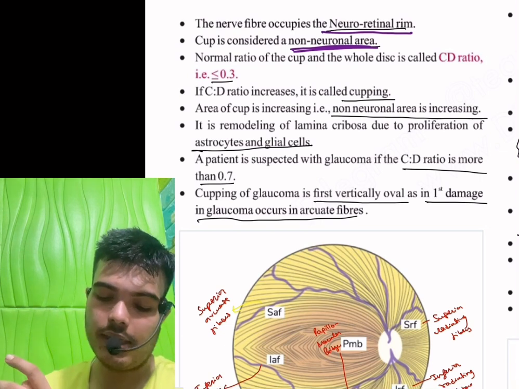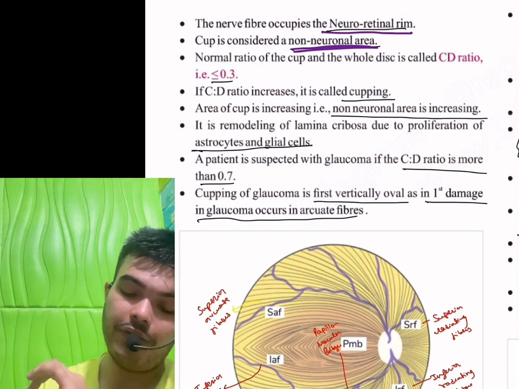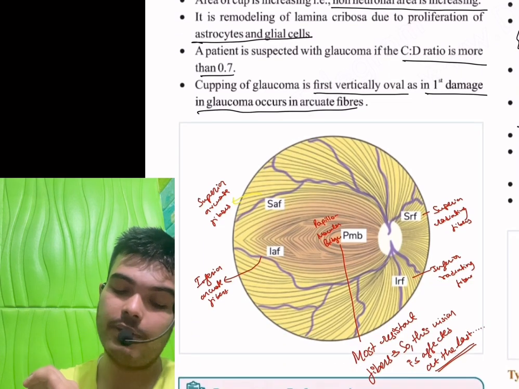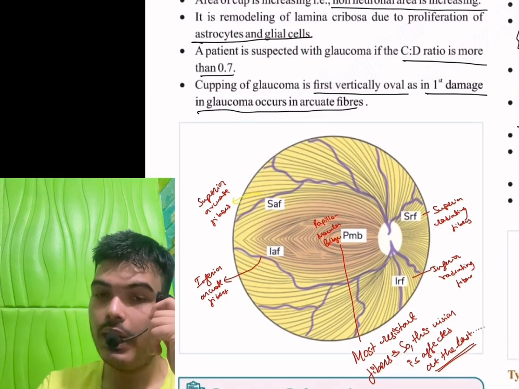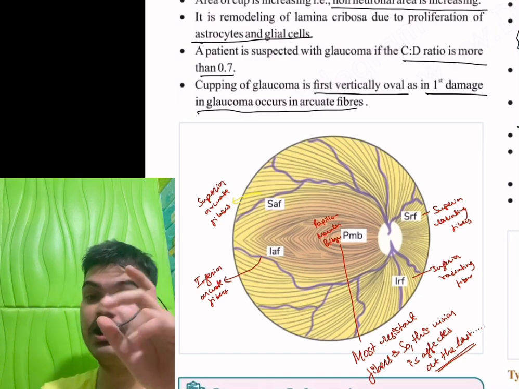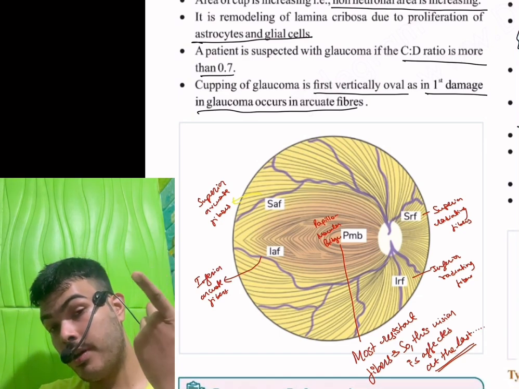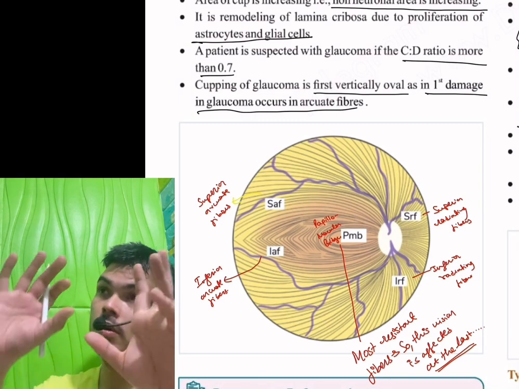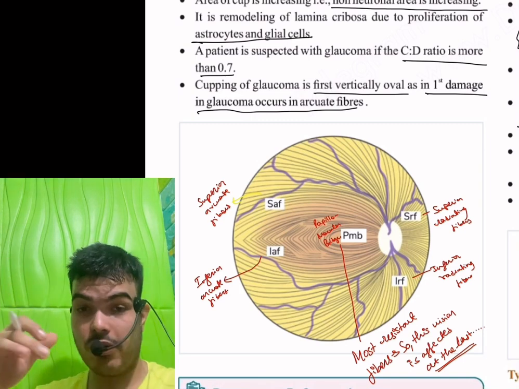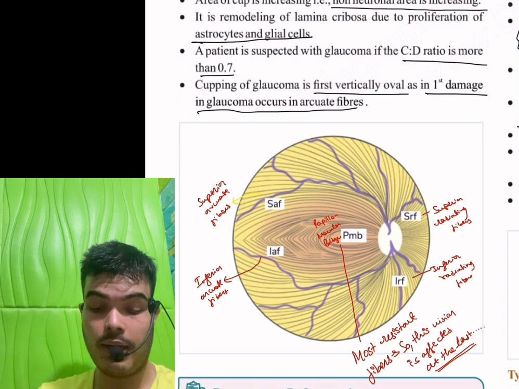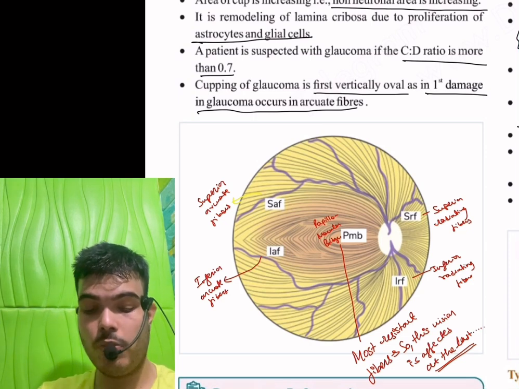Now remember that whenever we talk about these fibers, this is very, very important. Okay? If you don't understand these fibers formula, you will never understand the concept behind central cecal scotoma in the case of papilledema, and the arcuate scotoma or double arcuate scotoma, which is seen in the case of glaucoma.